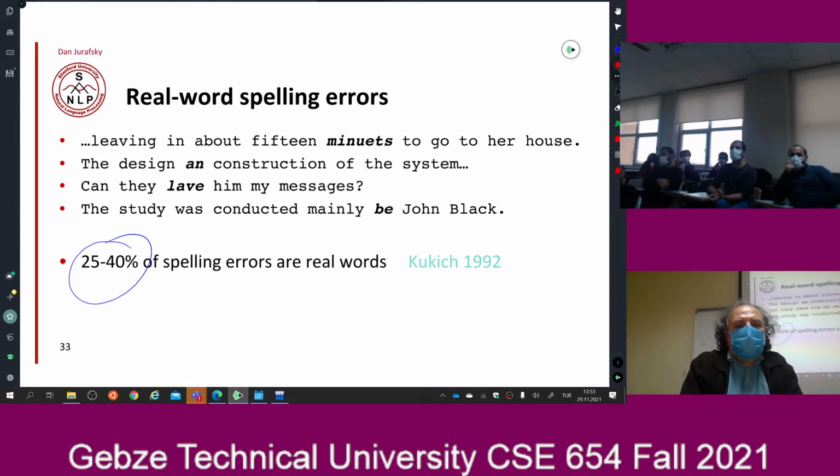Yes. The study was conducted mainly by John Black, and in some cases it might make sense too, but no, I mean, this must be "by." And if your word processor somehow makes a suggestion on this, did you mean "by?" That would be very, very useful.